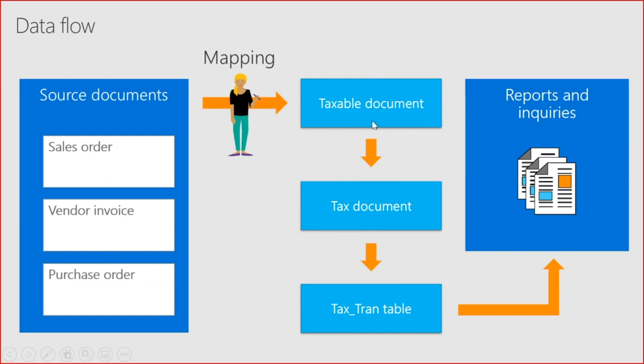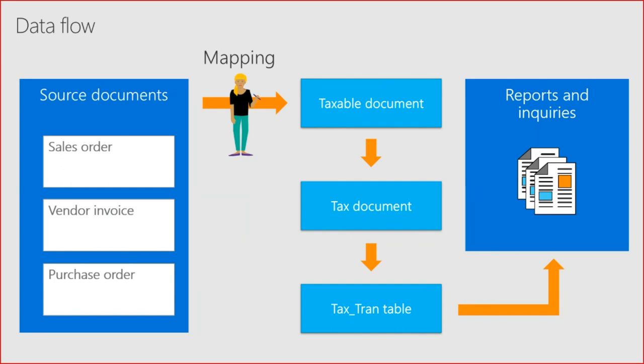And once we have this value, then we can use this value to execute the logic you defined in the tax document for applicability, for calculation, for posting. And then in the end, all the result will be persisted into tax trans table, and later on it will be used in reporting and inquiries. So that's the data flow.